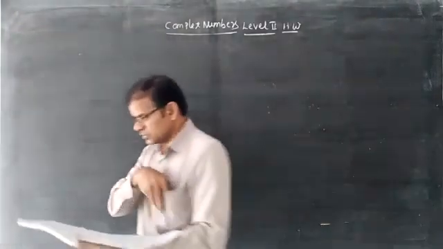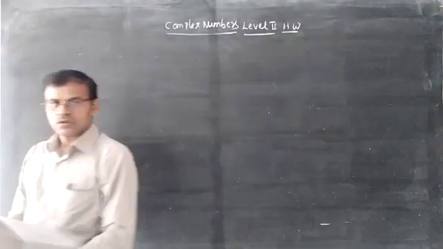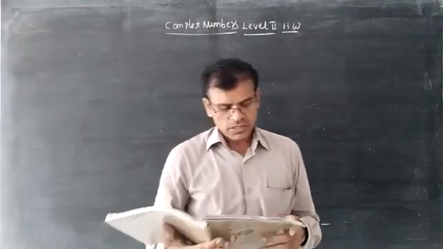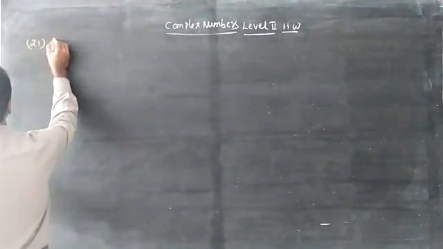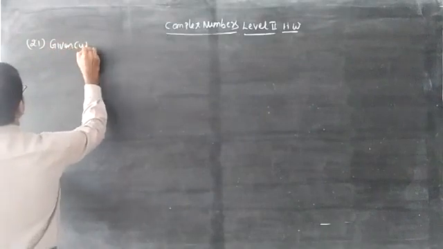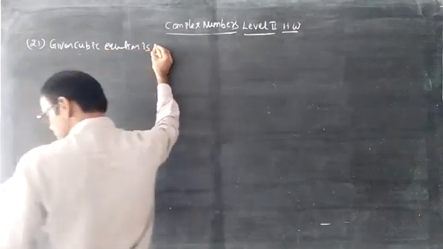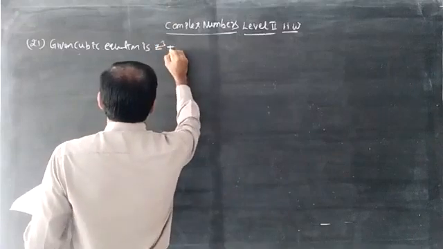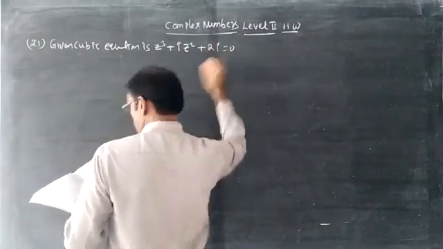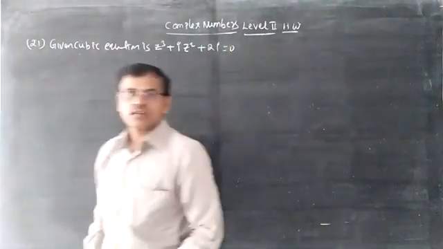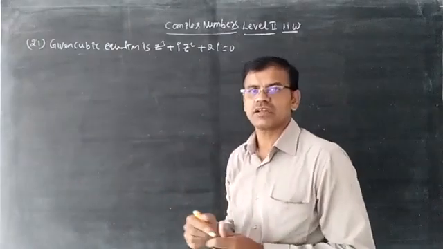Next, 21st question. If the roots of z cube plus iz square plus 2i equal to 0 represent the vertices of triangle ABC in the Argand plane, find the area of the triangle. Given cubic equation is z cube plus iz square plus 2i equal to 0. Whatever the roots are, they are the vertices of triangle ABC. You should calculate the area of the triangle ABC.